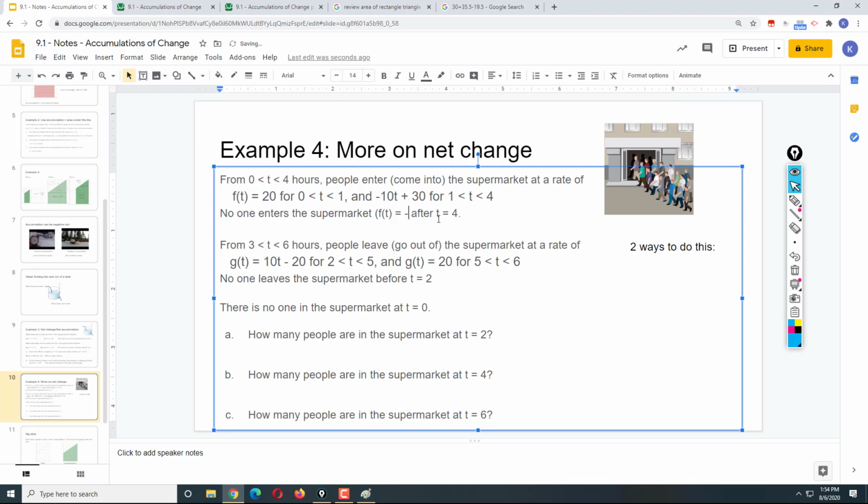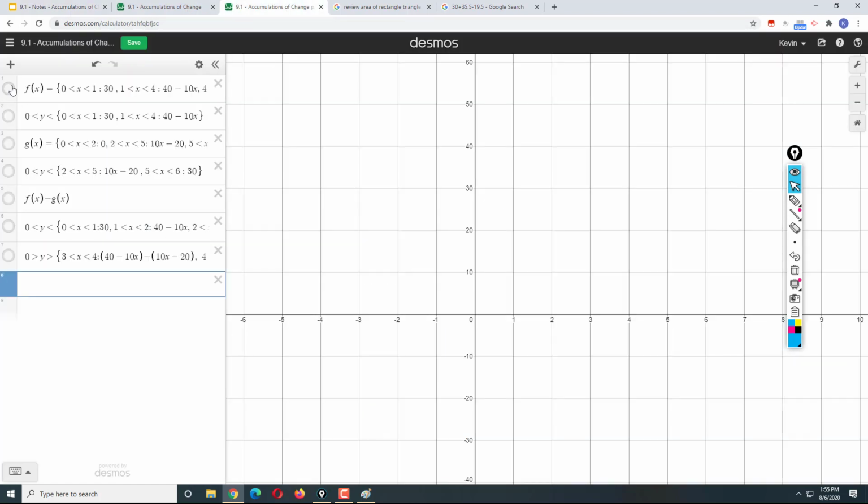After t equals 4, that means that f of t is equal to 0 for t is greater than 4. Okay? So that's the people coming in. Let's look at that function. That makes sense. So in the first hour, a lot of people are coming in, and then from 1 to 4, the number of people started going down in a straight line.